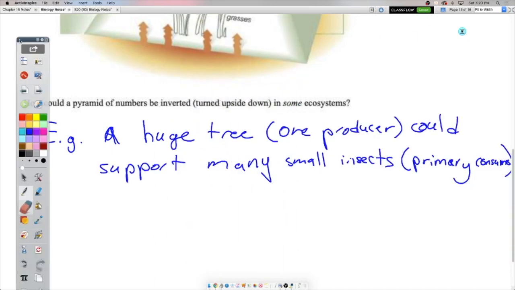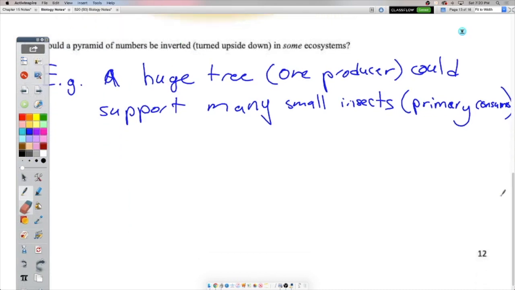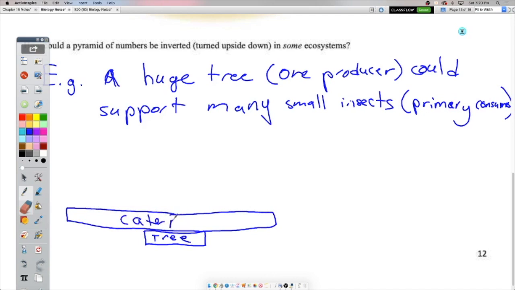Okay. If your producer is really big, right, you could have one big producer with the same amount of energy as a whole bunch of little producers. The end result is the same, that the amount of energy at every level decreases. It's just that for a pyramid of numbers, you might actually count, for this example, more insects than you do trees because the trees are big. One can support a lot. But then it usually looks the same after that.